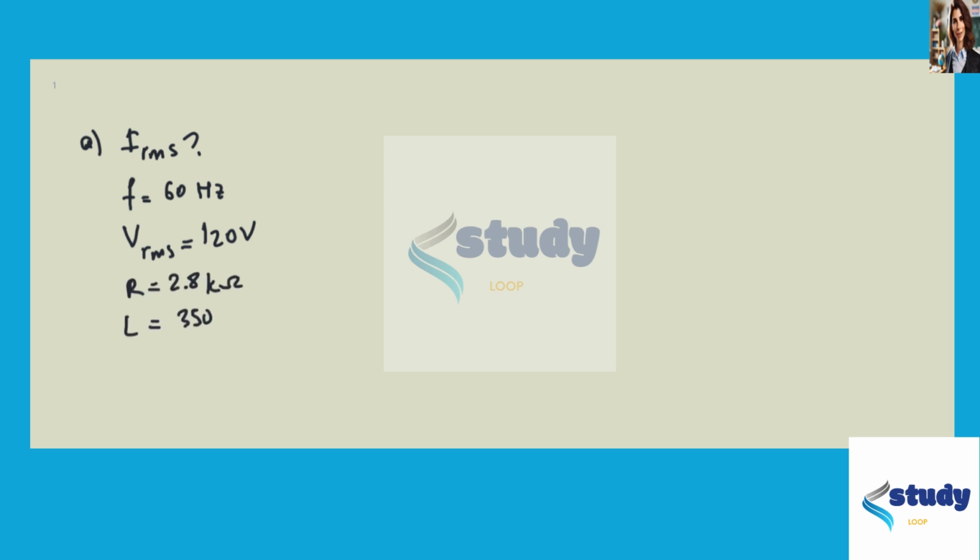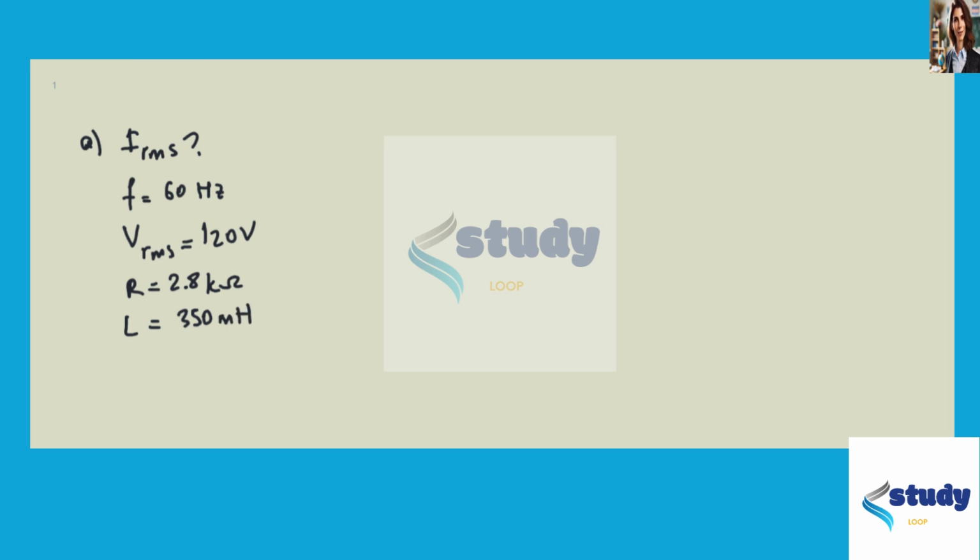This is chapter 21, problem number 66. In part A, we are asked to calculate the RMS current. And we are given the frequency as 60 hertz and the RMS potential as 120 volts. And the resistance is 2.8 kilo ohms. And the inductance is 350 millihenries.